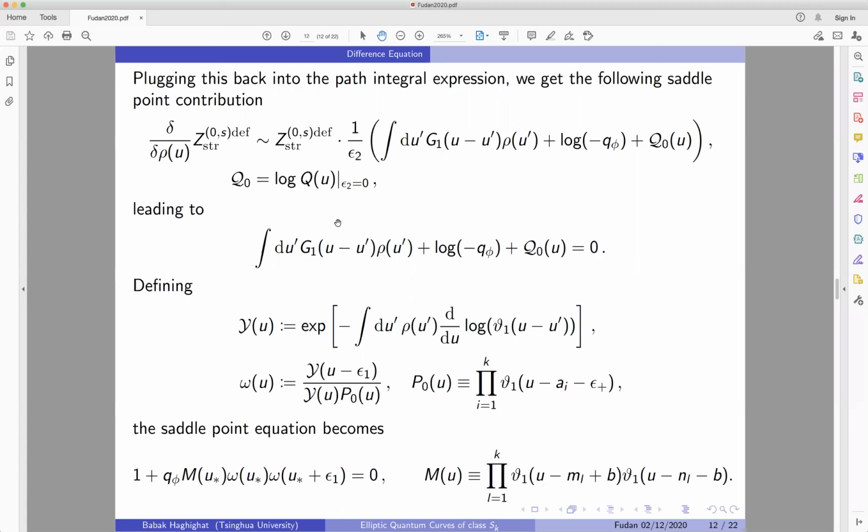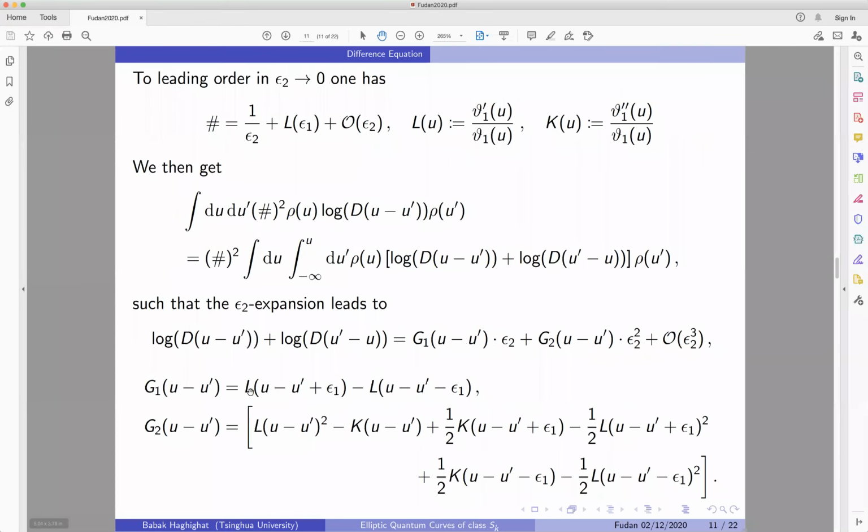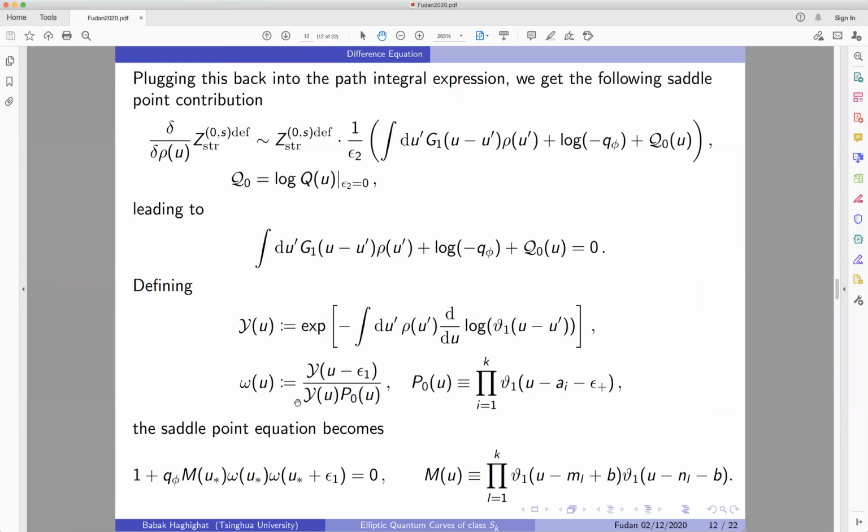And then you can see that in the saddle point equation, plugging in the expressions for G1 here, this is just this L. L was theta prime over theta, right? The derivative of the logarithm of theta is theta prime over theta. So this is how we recover the previous terms. Then you can see that this saddle point equation will be just this particular equation. So now we have rewritten it in terms of an equation containing these omegas, and this will have only solutions.